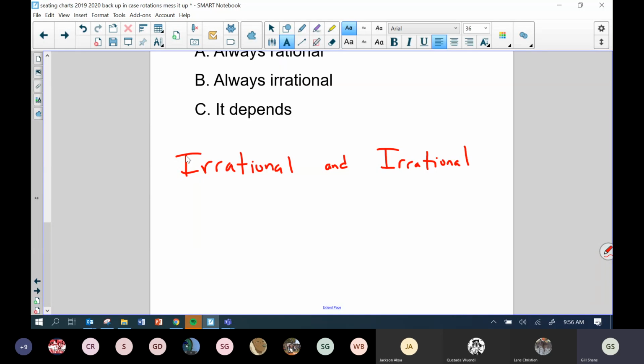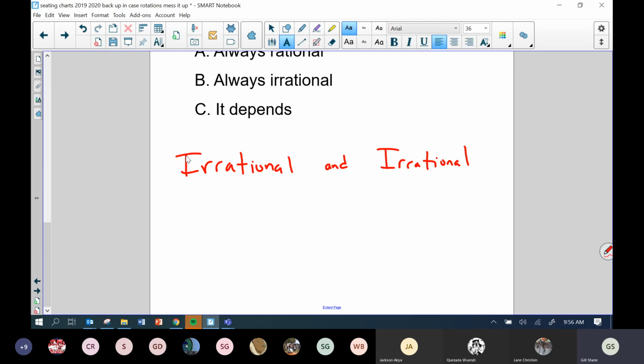So when it comes to having two irrational numbers, this one is definitely an "it depends." There still aren't a lot of exceptions. Normally this is going to be irrational. If I add most irrational numbers together, it's going to be irrational. If I multiply most irrational numbers, it's going to be irrational. If I divide or subtract, same thing. Most of the time it's going to be irrational, but there are more exceptions to this.